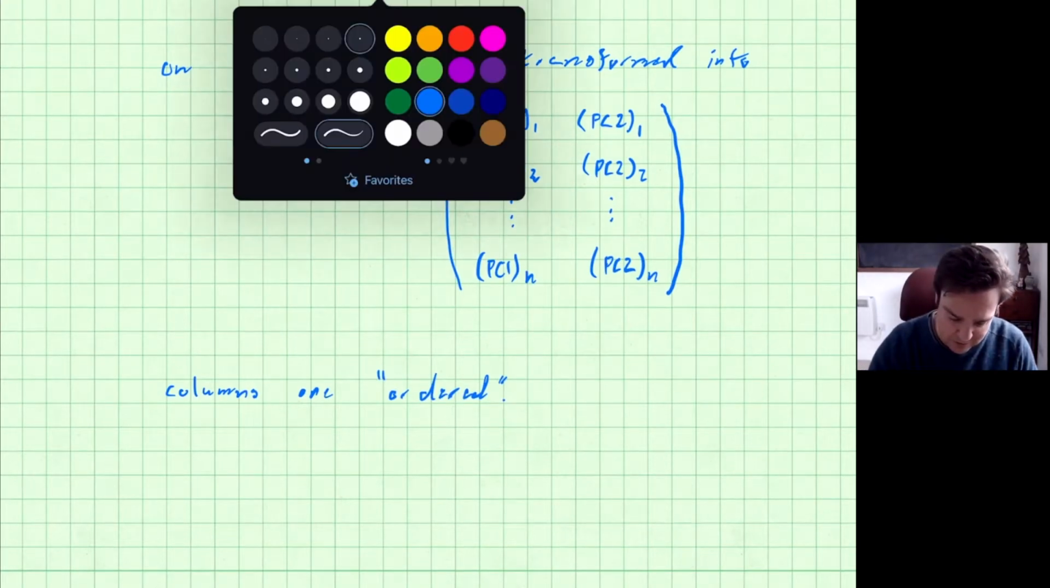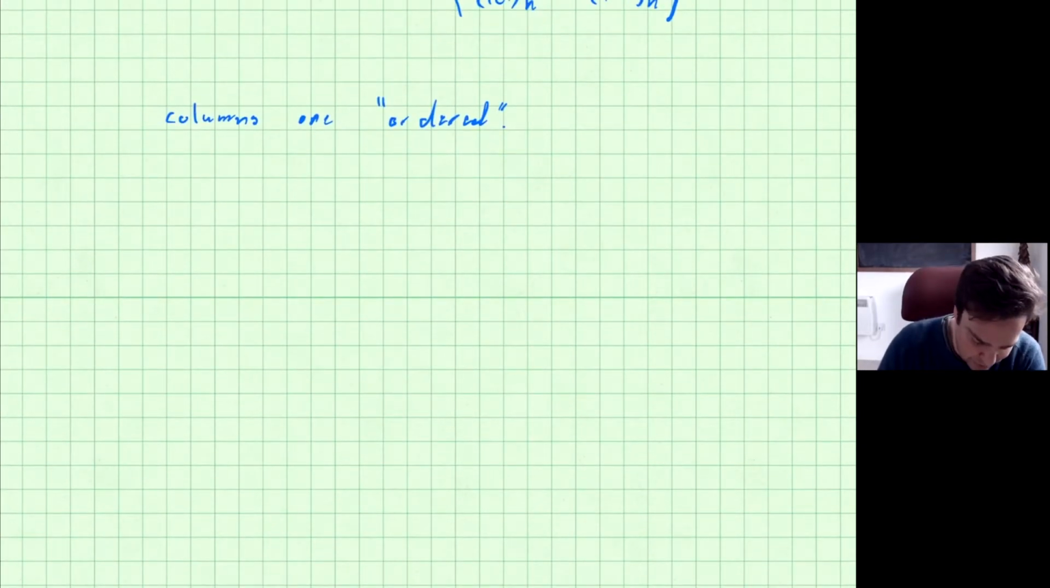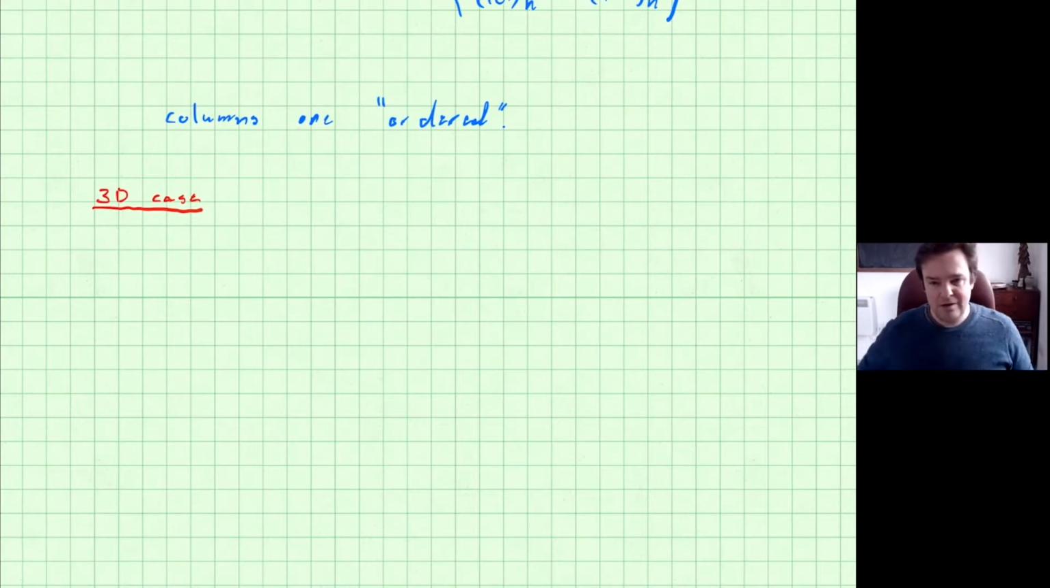Okay, so now let's extend this a little bit. We'll go to the 3D case, and then we'll just talk about the general case, so we won't do as much detail here. 3D case. All right, so this is where you don't just have height and weight. Maybe you have height and weight and age, say.